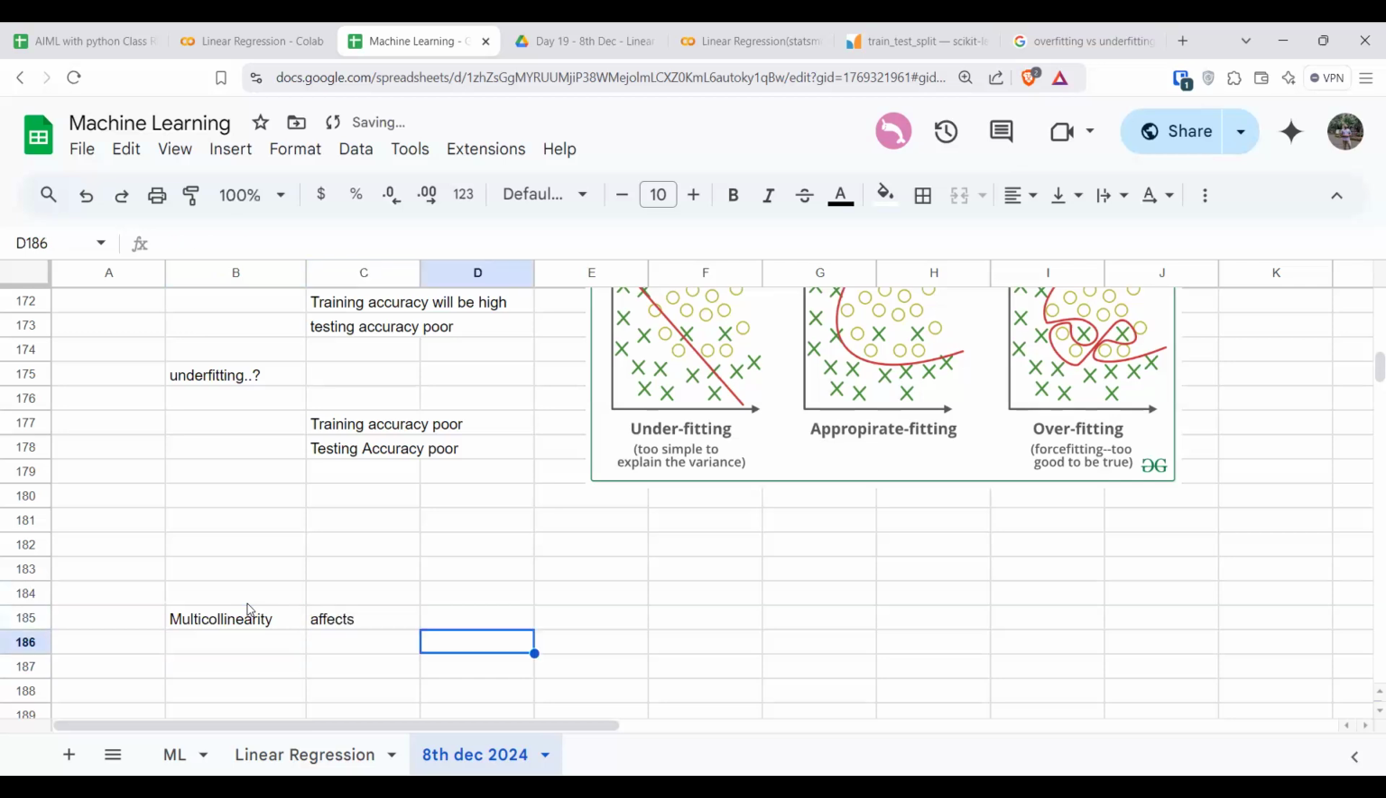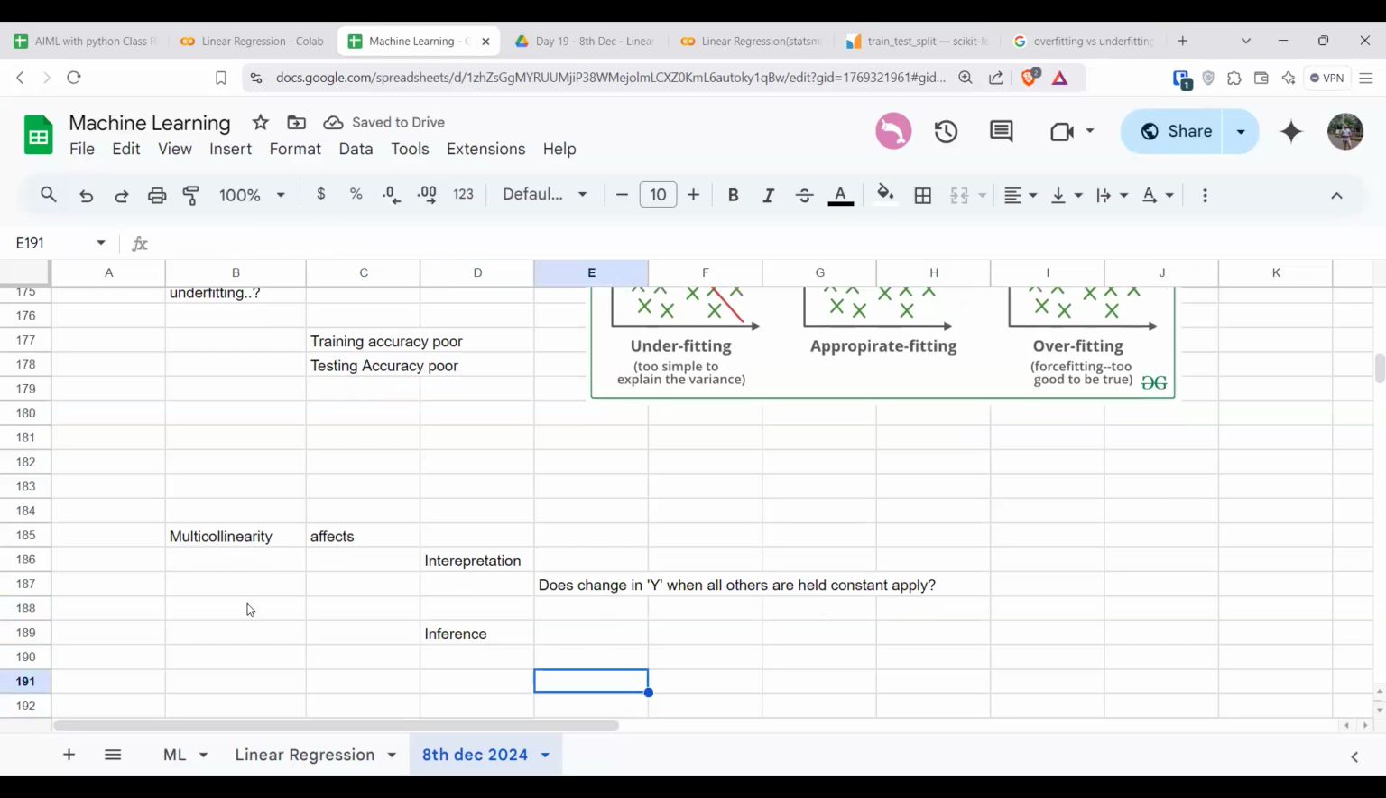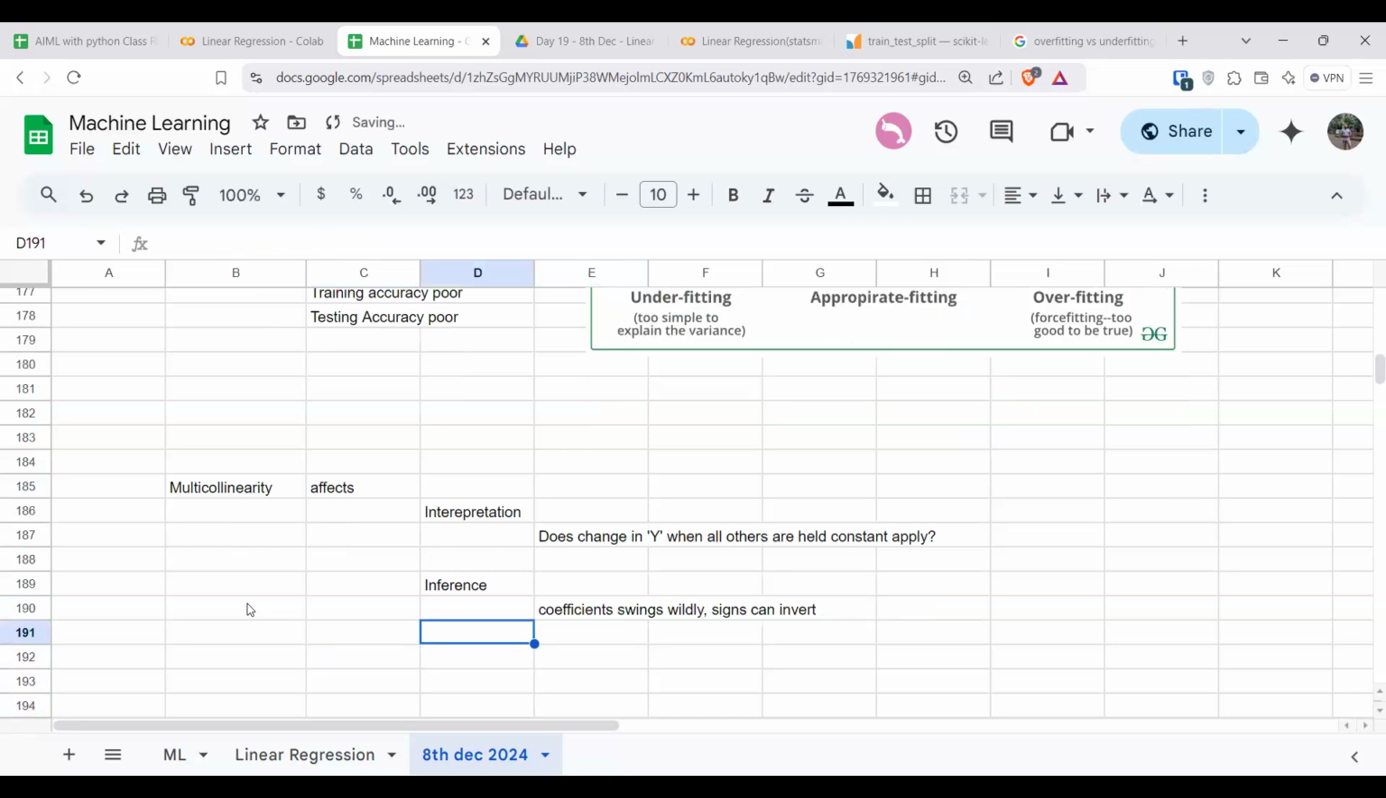It affects in two ways. First is interpretation: so does change in your y, when all others are held constant, does it apply? And inference: coefficients swing wildly, signs can invert. So therefore, the p-values are not reliable, right?